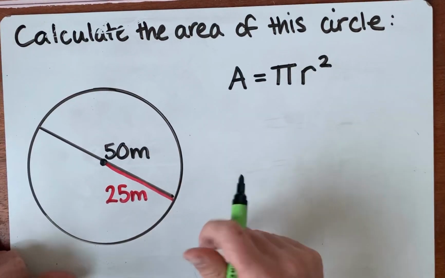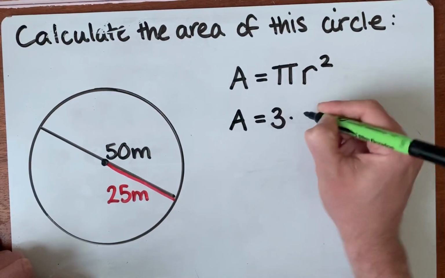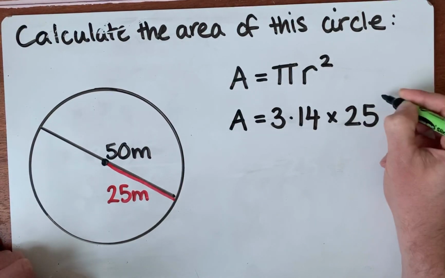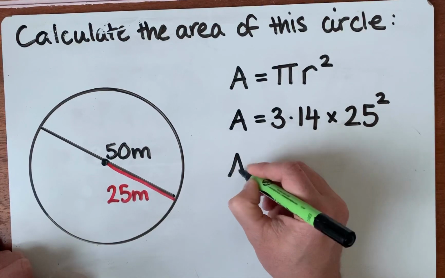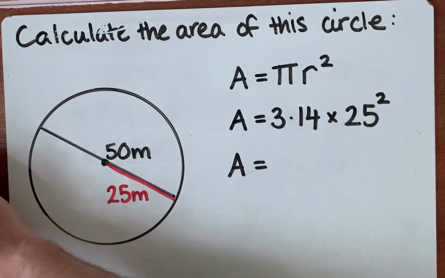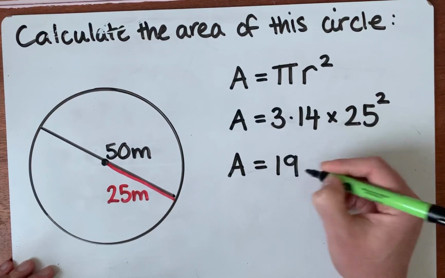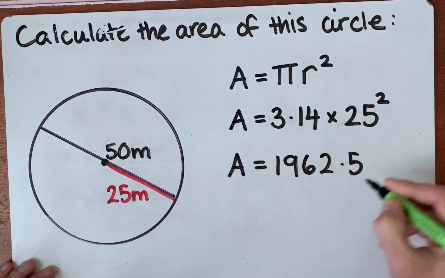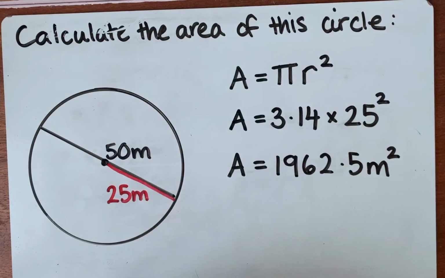Now that we know the radius, we're back to our formula and we're going to do our substitution again. We've got pi, 3.14, multiplying the radius, which is 25 squared. Again, we don't need units at this point as long as we remember to put them into our final answer. Over at the calculator, 3.14 multiplied by 25 squared gives me an answer of 1,962.5, not centimetres this time, but metres, and again it's an area, so they are going to be square metres.